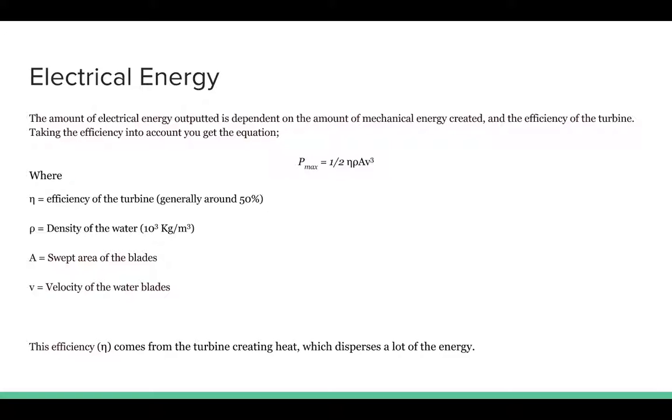So you can find this using the equation power is equal to 1/2 times the efficiency of the turbine times the density of the water times the area swept that the blades use, and then times velocity cubed.